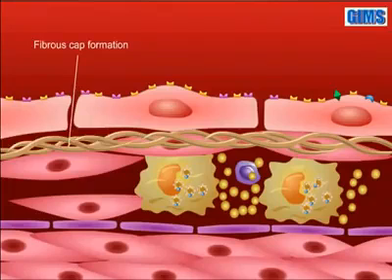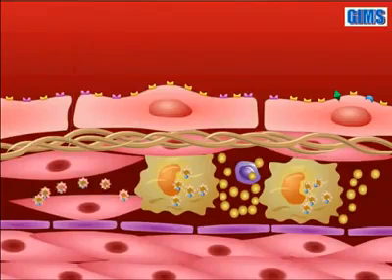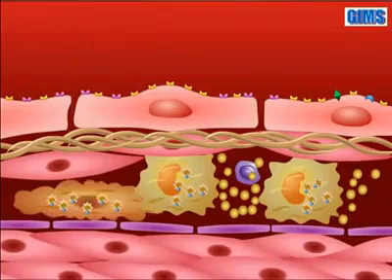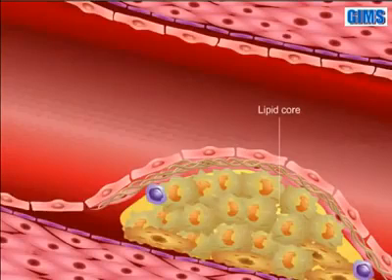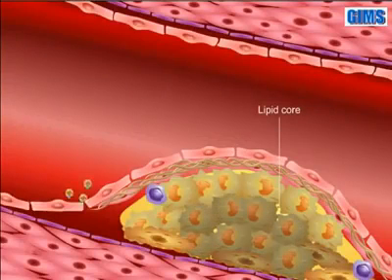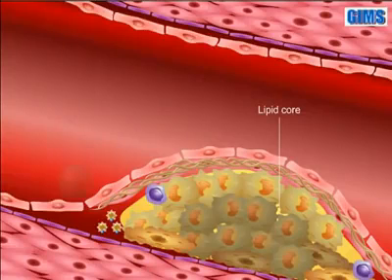Smooth muscle cells synthesize collagen, leading to the formation of the fibrous cap. Smooth muscle cells may also accumulate lipids and become smooth muscle cell-derived foam cells. The lipid core is soft due to the accumulation of free cholesterol from the necrotic foam cells.